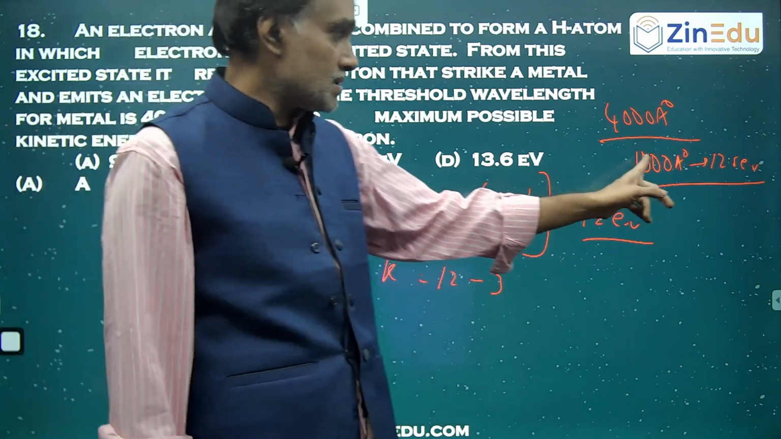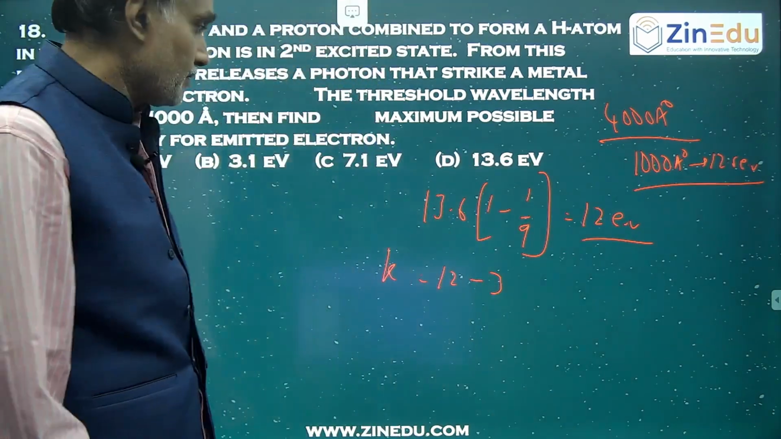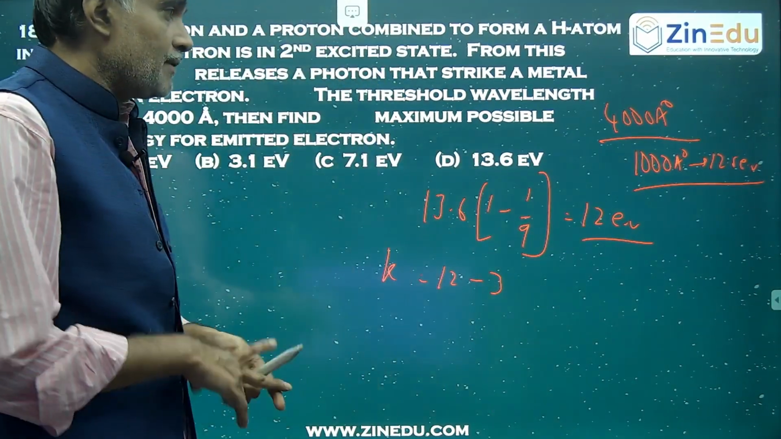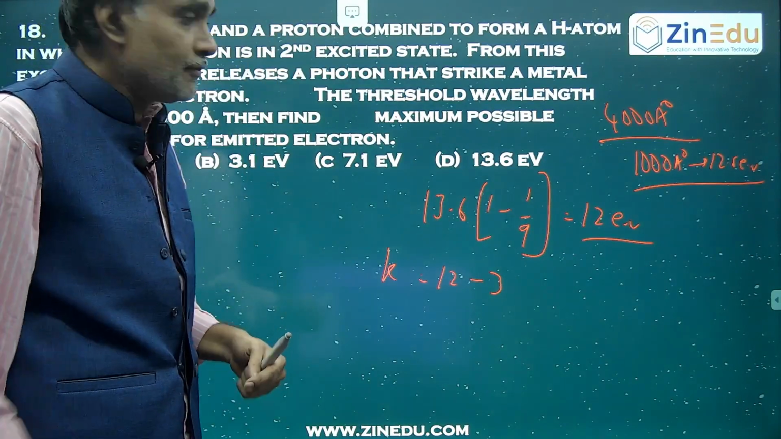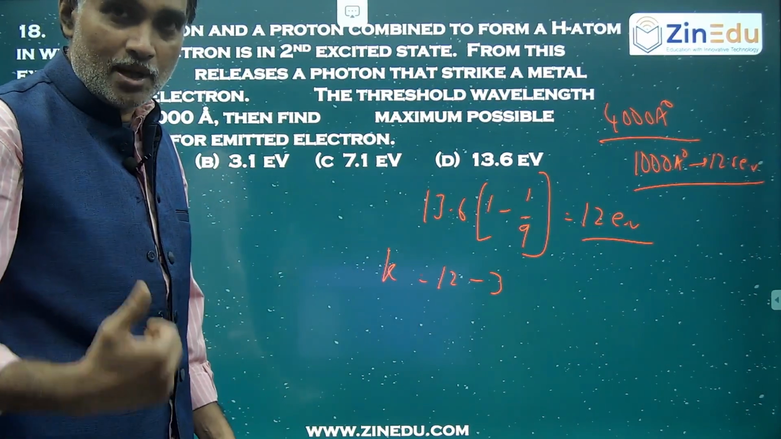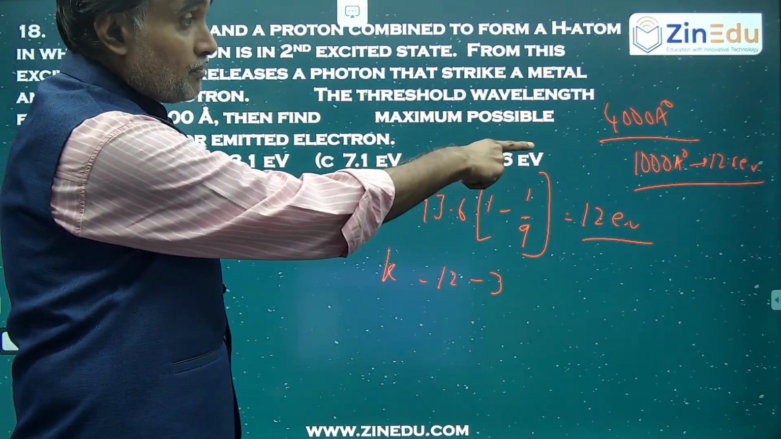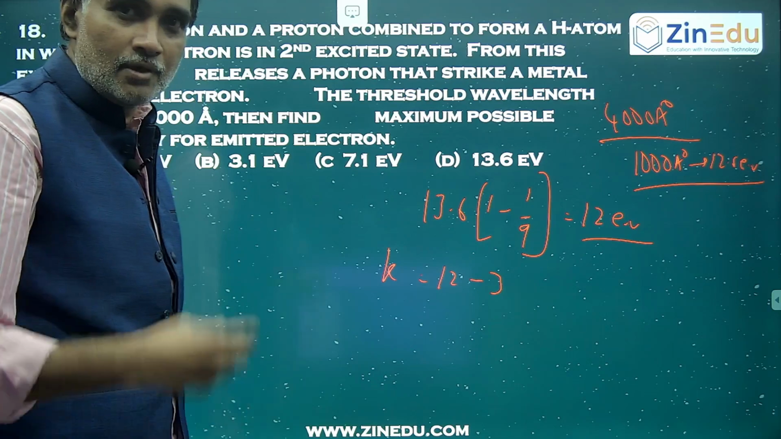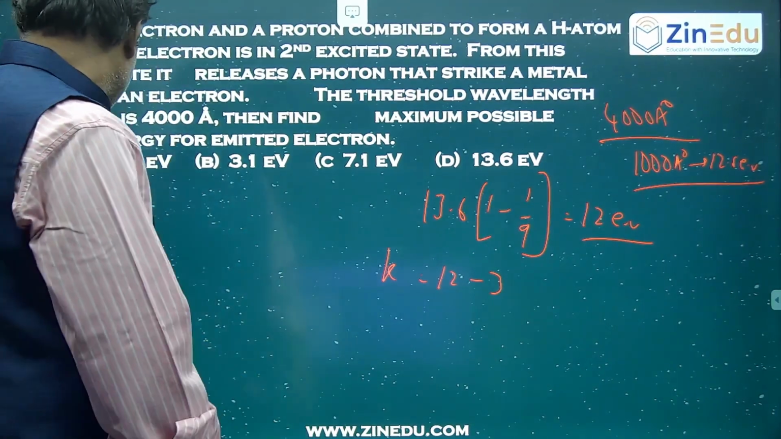You can remember this: 1000 angstrom, 12.5 electron volt. If the wavelength is more, the energy will be less. If it is 500 angstrom, half of 1000, the energy will be double. When the wavelength halves, the energy gets doubled.